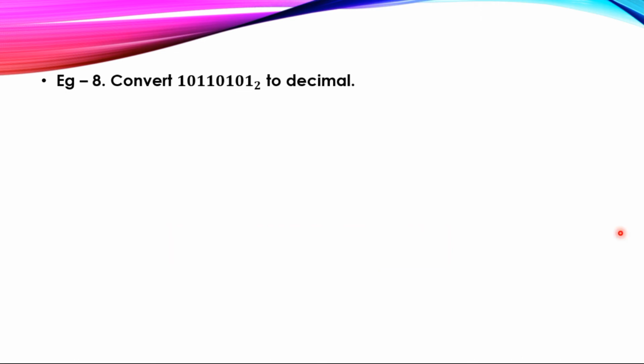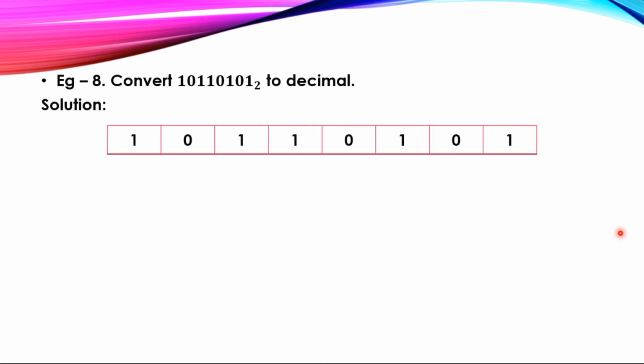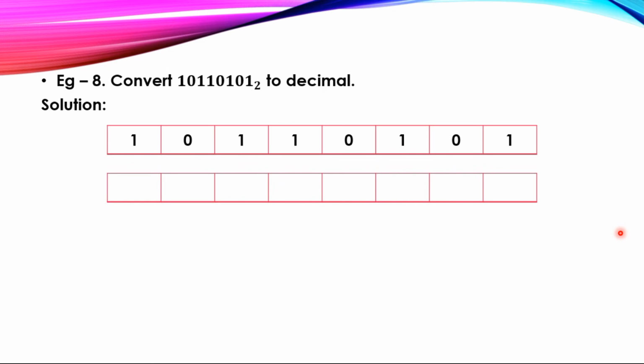Convert 10110101 to the base 2. Now, according to the previous solution, we will solve the same. This is your binary number, okay, and you're going to add the positional values. So this will be 2 raised to 0, 2 raised to 1, 2 raised to 2, 2 raised to 3, 2 raised to 4, 2 raised to 5, 2 raised to 6, 2 raised to 7.